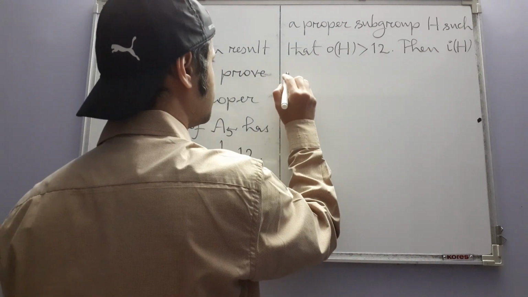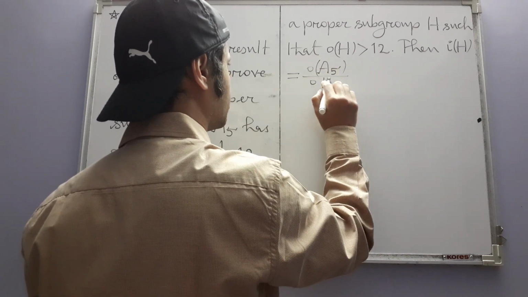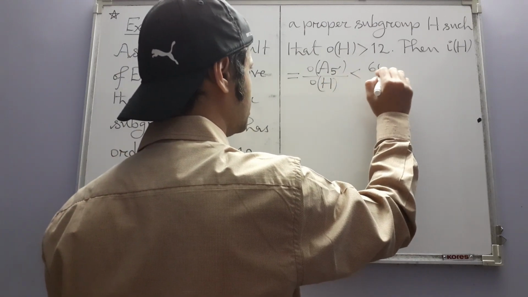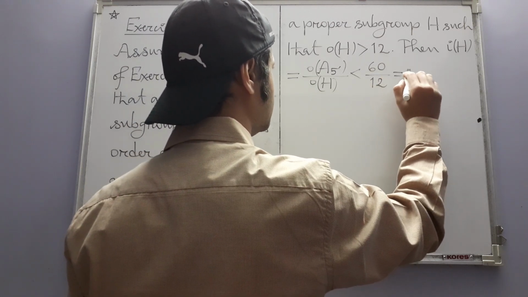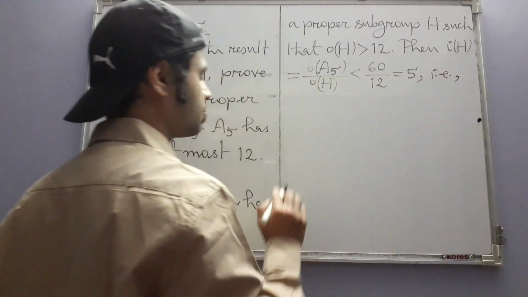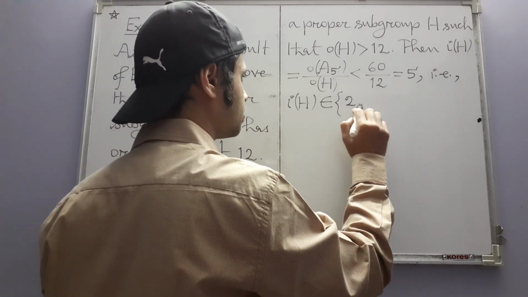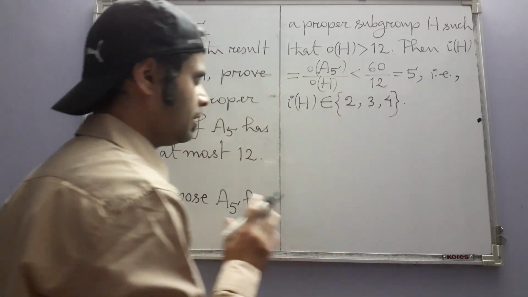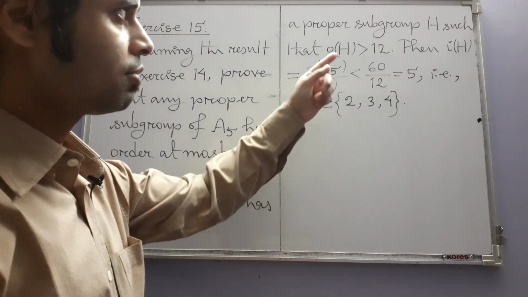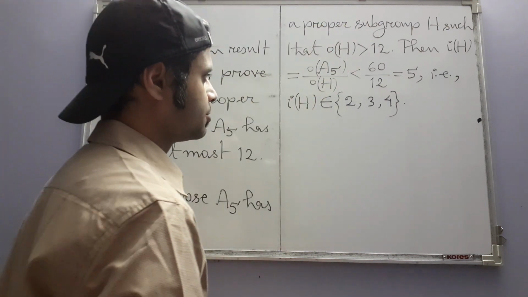Then the index of H is the order of A5 divided by the order of H. Now because the order of H is greater than 12, this quotient will be less than the order of A5, which is 60, divided by 12, that is 5, i.e. the index of H belongs to this set: 2, 3, 4. Okay, so the index is less than 5, so it can be either 2 or 3 or 4, but why not 1? That's because if the index of H in A5 is 1, then H has to be equal to A5, but then it cannot be a proper subgroup. That is why.